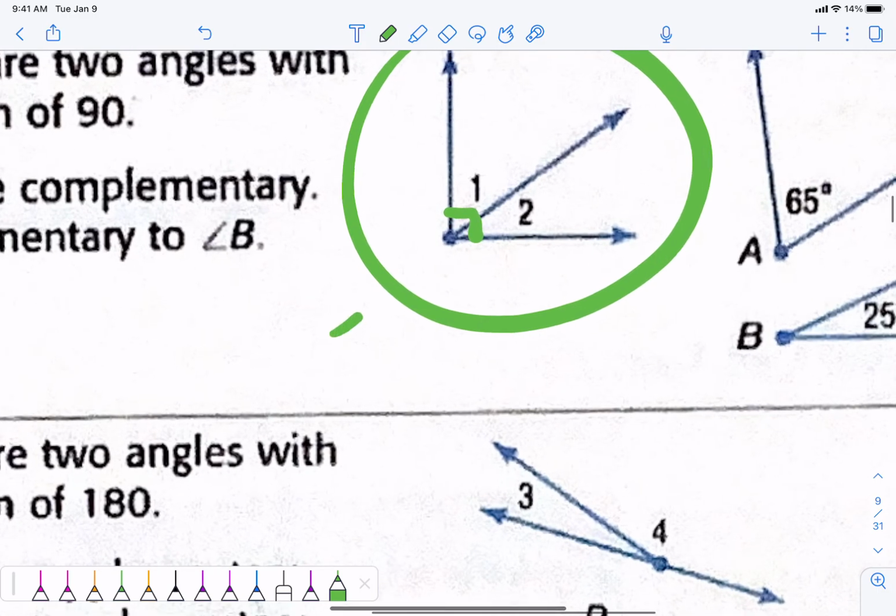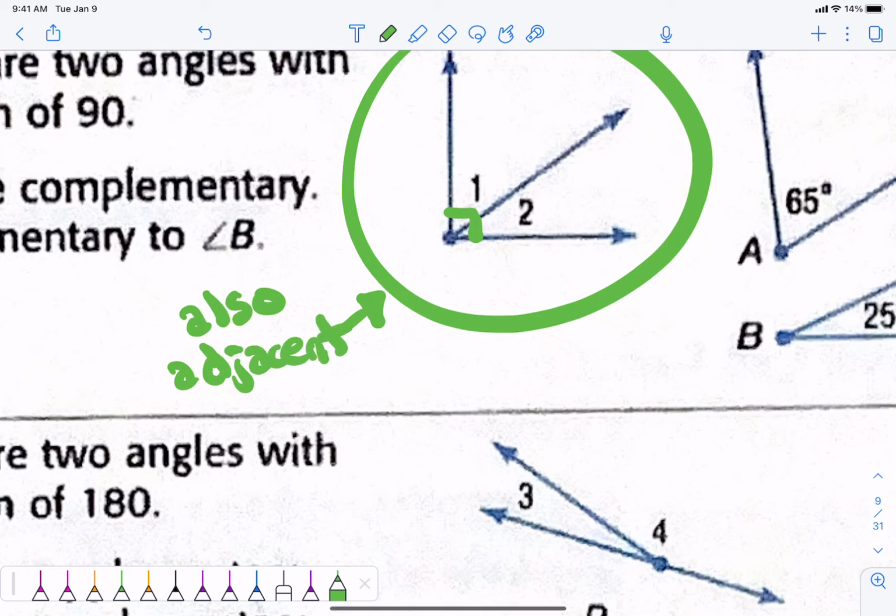Angle 1 and angle 2 are also what? They're complementary. They add up to be 90, but they're also right next to each other. They're also adjacent, right? They're sharing a side, right?